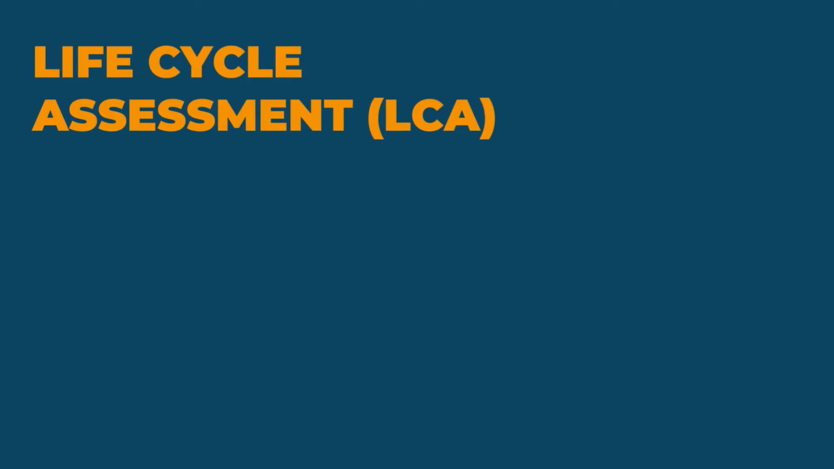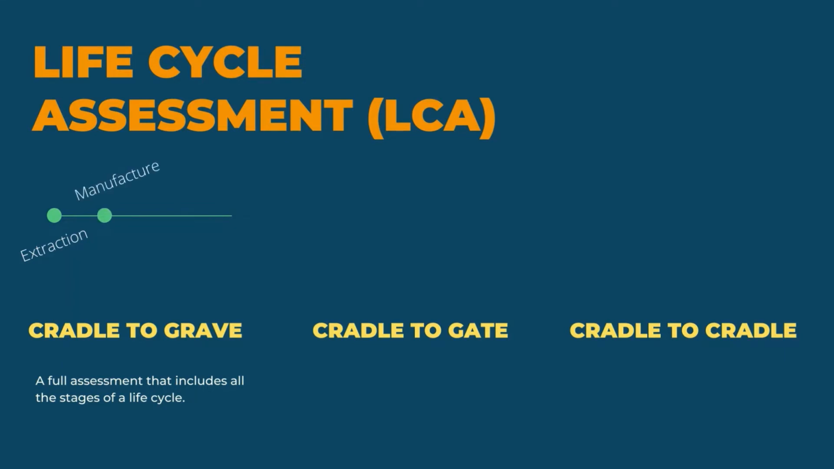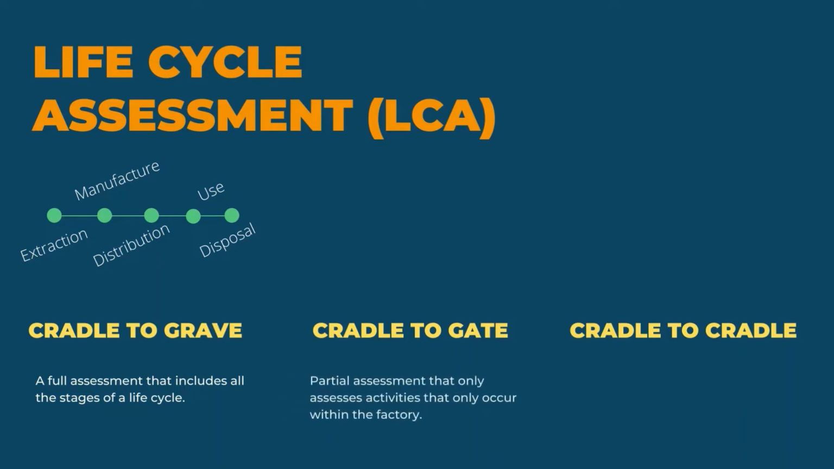There are 3 categories of studies you can choose for the LCA, depending on the business nature and the resources you have. The first type of assessment, cradle to grave. It is a full assessment that includes all the stages of the life cycle. It includes the resource consumptions and emissions of the use phase and the end of life phase, which is likely to be waste disposal.